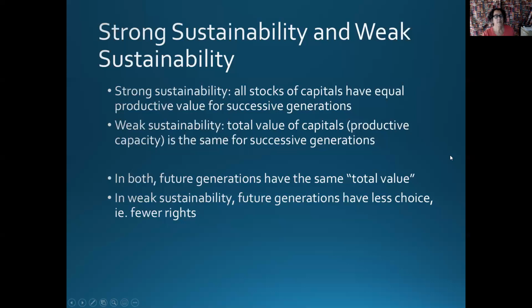In weak sustainability, future generations have less choice. We don't currently have the choice to become cod fishermen. We don't currently have the choice to have all the live coral that we once had sustaining the ocean. So in that sense, we have fewer rights. We have fewer degrees of autonomy because of the environmental degradation or the deterioration of capital stocks that have gone before.